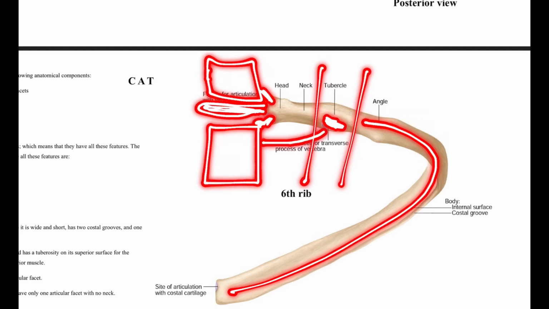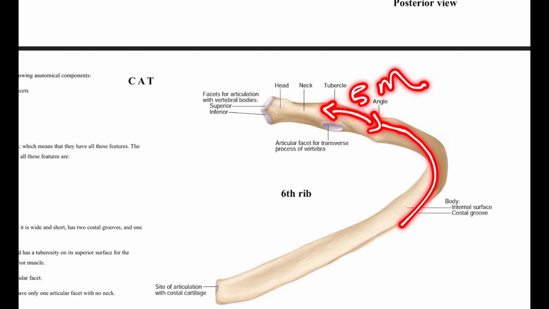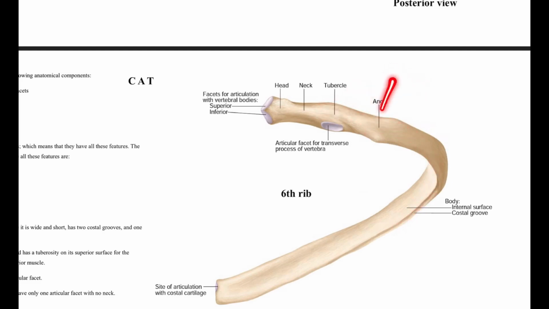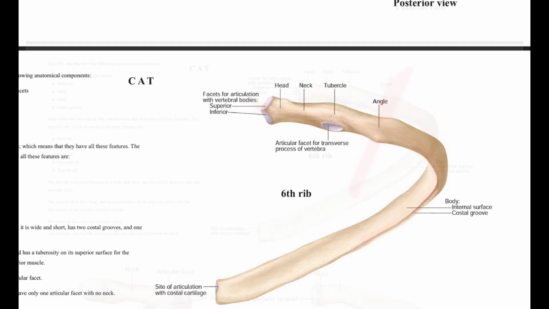It articulates with the intervertebral disc and the vertebral body's adjacent area. So the transverse process of the vertebral body articulates with this articular facet of the tubercle. Each one has it like this. 5 centimeters away from the tubercle, you can see the direction is changed. It's curved. So this area is known as the angle of the ribs. The straight line suddenly changes into a curved one.